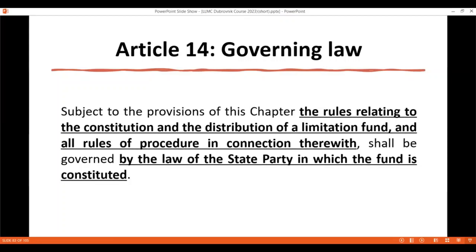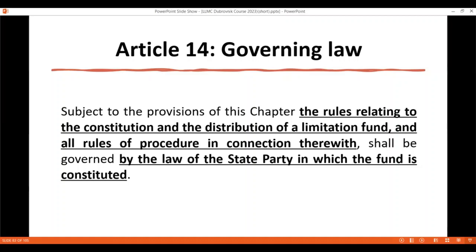Now, unlike other conventions, we're not dealing with the flag of the state or the nationality of the parties. This is a forum-based jurisdiction. If there is a jurisdictional link to any state and I invoke the right in A, that's where it will happen. So it depends on where the owner invokes the right to limit liability. That's why this statement is interesting.